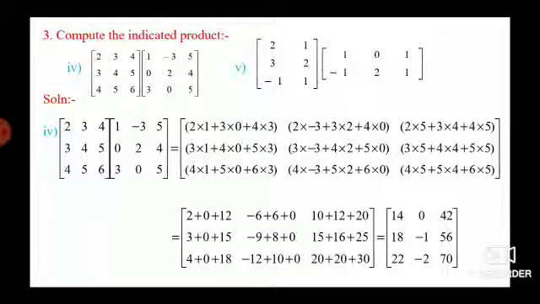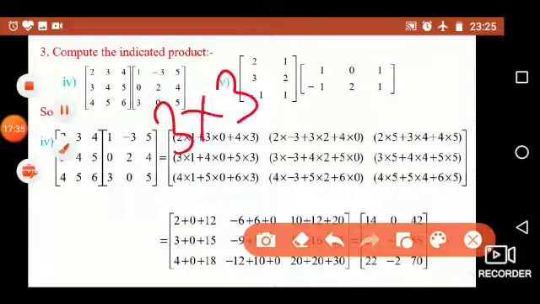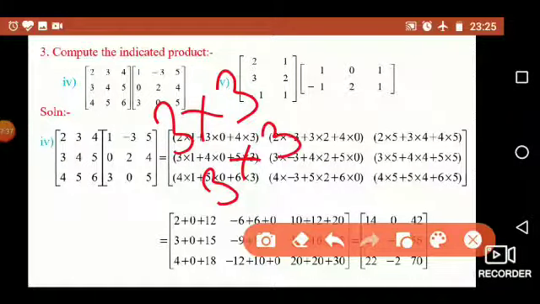Compute the indicated product. In this case, I have taken one big example. Both the matrices in the first example are of order 3 cross 3. Therefore, the first matrix is of order 3 cross 3, and the second matrix is also of order 3 cross 3.